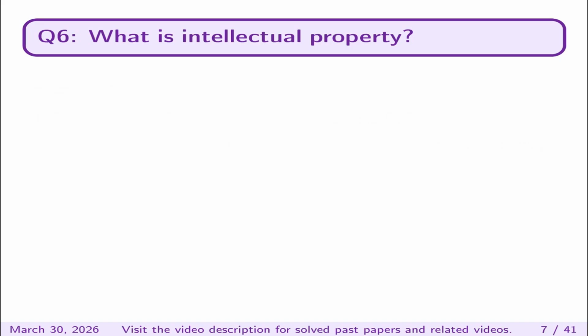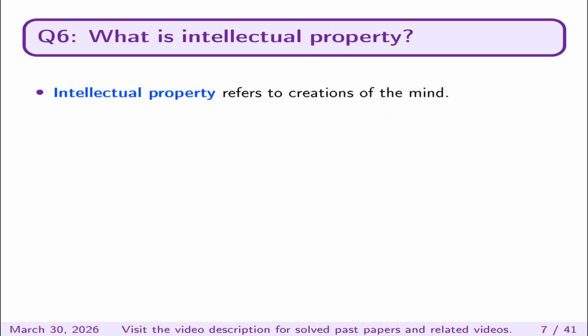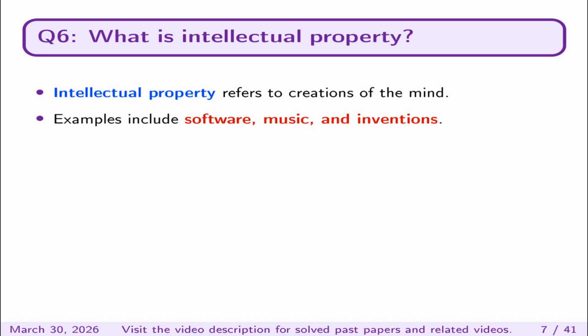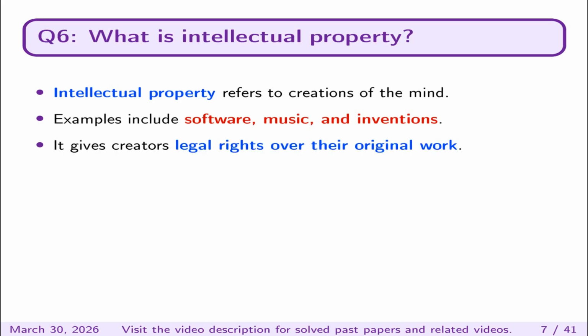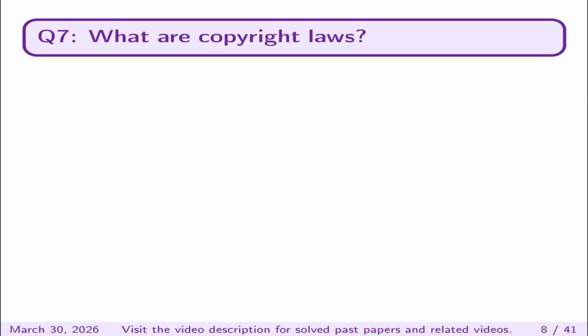Question number 6, what is intellectual property? Intellectual property refers to creations of the mind. Examples include software, music, and inventions. It gives creators legal rights over their original work.